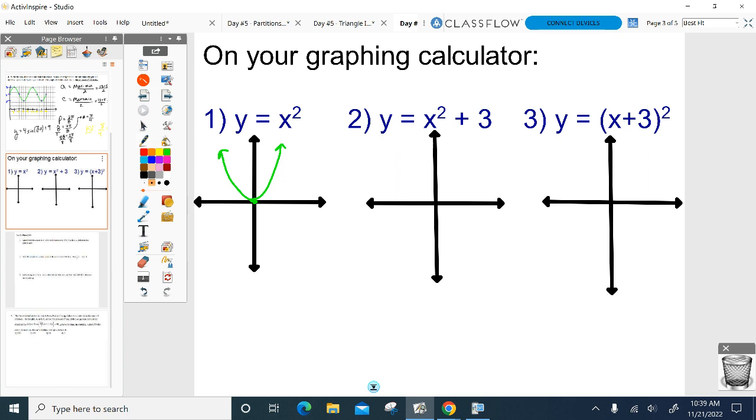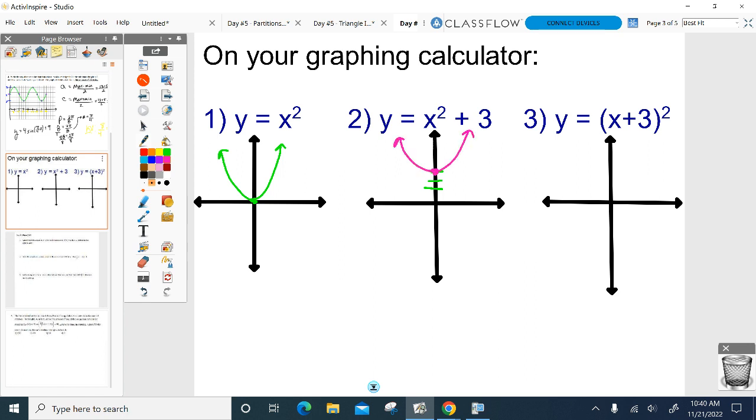Now go back into your y equals screen. Keep y1 there. In y2, put x squared plus 3. Don't hit graph yet. What's going to happen to our original graph? It should go up 3. Press graph. Does it go up 3? Yep. So everyone went up 3. We knew that though.